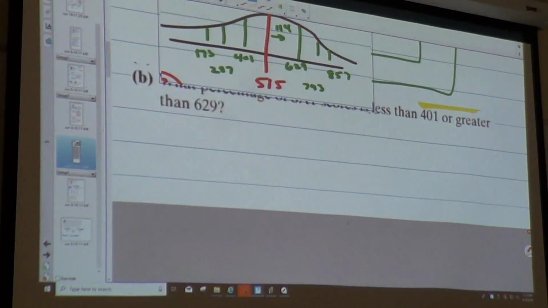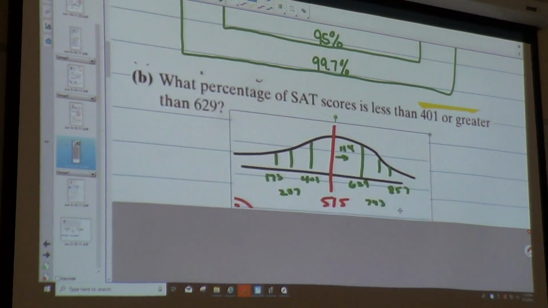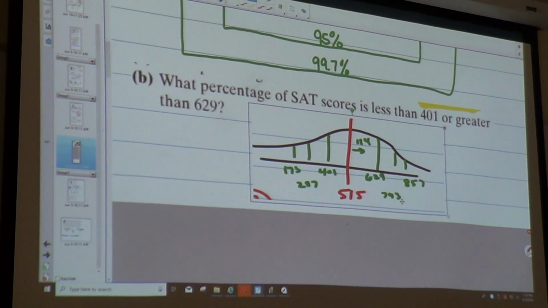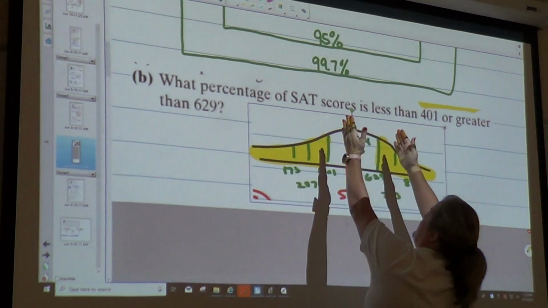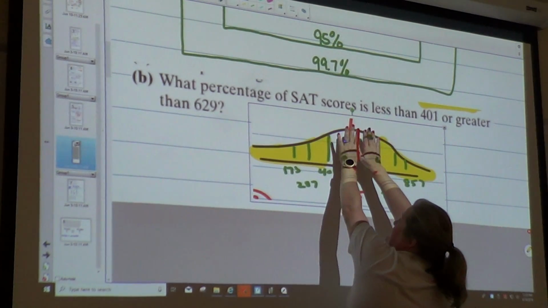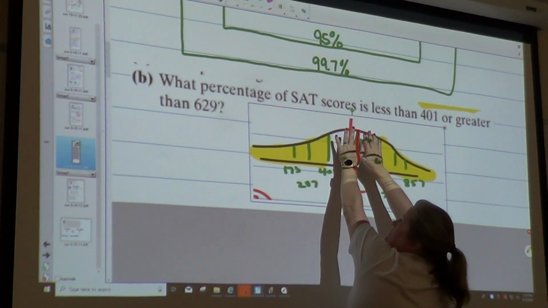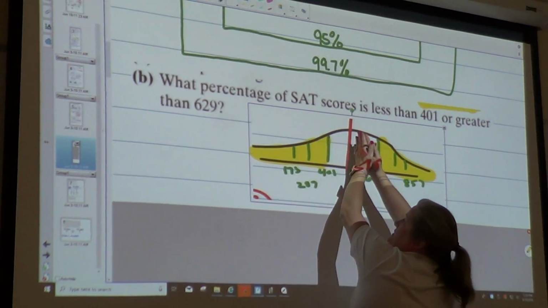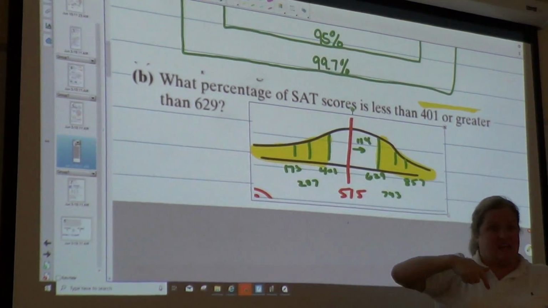All right, so for this one, I want less than 401 or greater than 629. Less than 401 or greater than 629. What do y'all see when y'all look at that one? I see a 68 here. That's a 68. Is that my answer? It's everything but the 68.